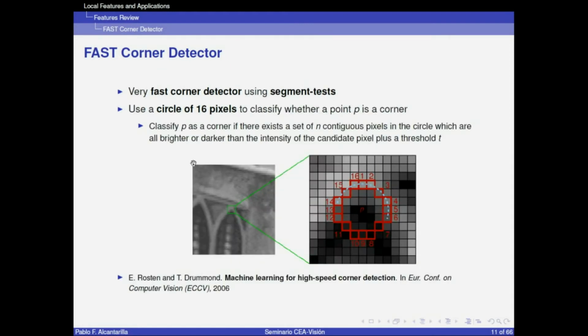There's a more recent corner detector, FAST, which is very fast to compute and uses a segment test. What is a segment test? The way FAST classifies if a pixel P is a corner or not is this: we have this pixel here at a certain intensity. In a circle of 16 pixels, for example, we look if there is a set of n pixels in the circle which are all brighter or darker than the intensity plus a threshold t. If we find these conditions in our local neighborhood, we will classify the point of interest P as a corner.